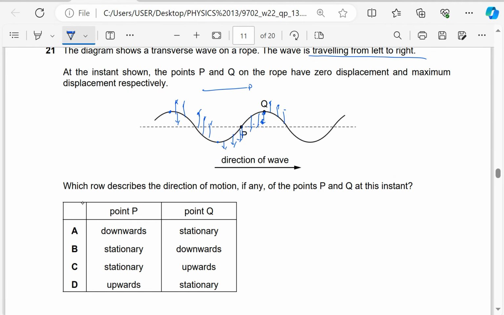So which rule describes the direction of motion, if any, of the points P and Q? So we know Q is at rest. Q is stationary. So we eliminated C and D. But P is vibrating downwards. So it means our answer is going to be A. P is vibrating downwards and Q is at maximum displacement, so it is at rest. At maximum displacement, a particle momentarily stops before there is a change in direction of vibration. So P is downwards and Q is at rest.